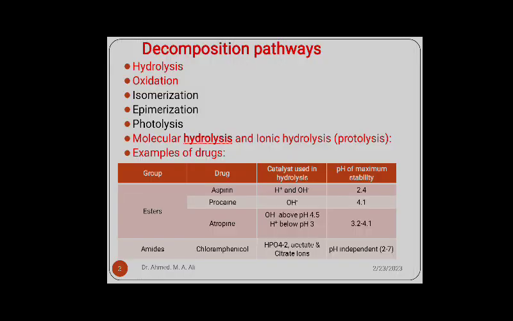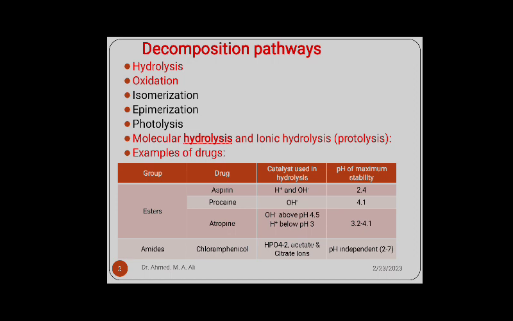Decomposition pathways of drugs. The drug may be decomposed by many pathways like hydrolysis, oxidation, isomerization, epimerization, photolysis, molecular hydrolysis, ionic hydrolysis, and proteolysis. Examples of drugs to be hydrolyzed are those which have groups like ester or amides. Esters like aspirin, procaine, atropine. Amides like chloramphenicol. Aspirin can be hydrolyzed by the catalyst hydrogen ion or hydroxyl ion. At a pH of 2.4, it will be of maximum stability.